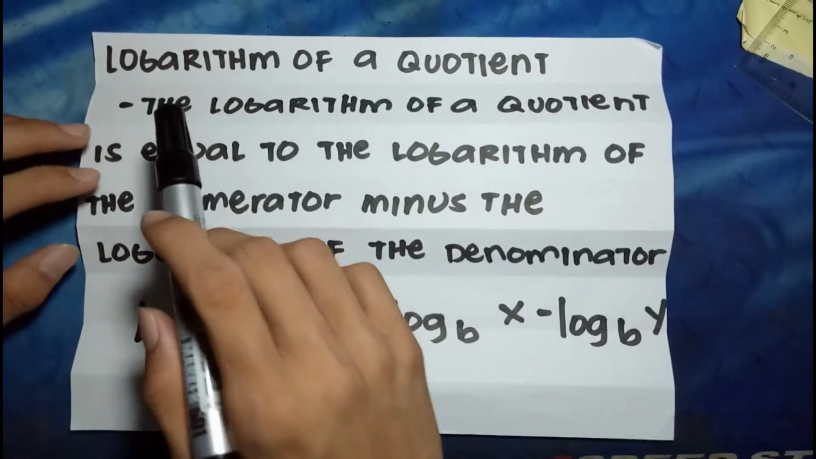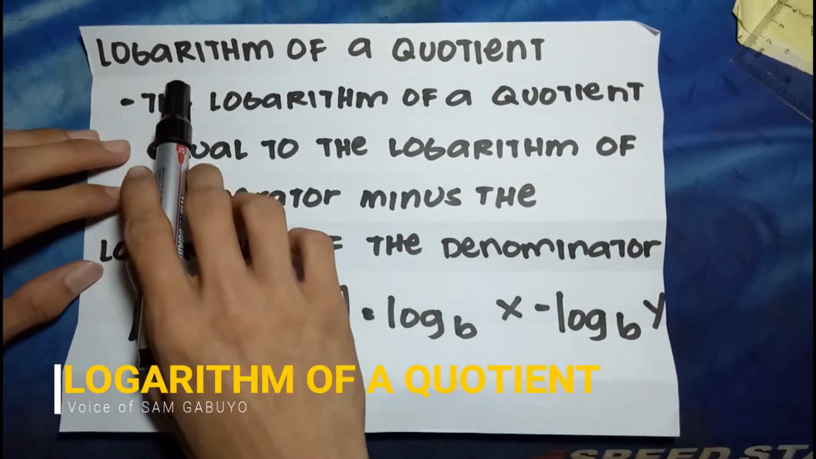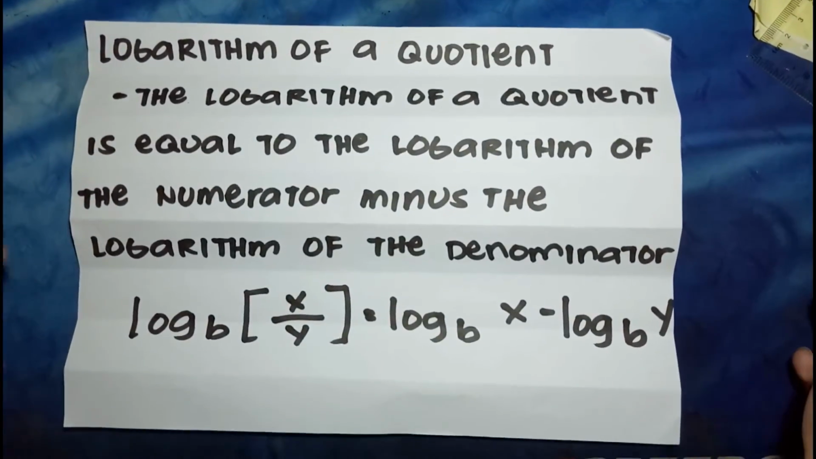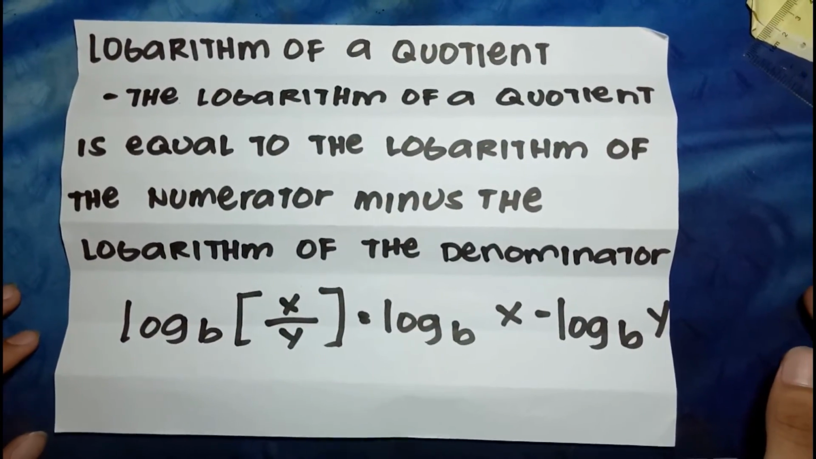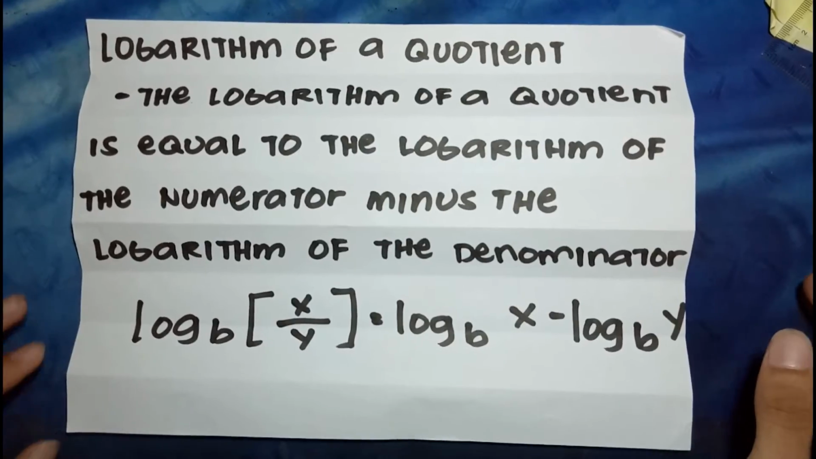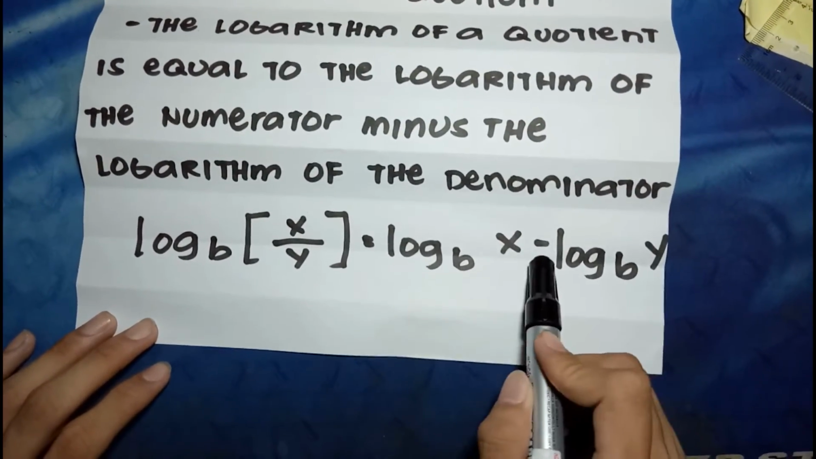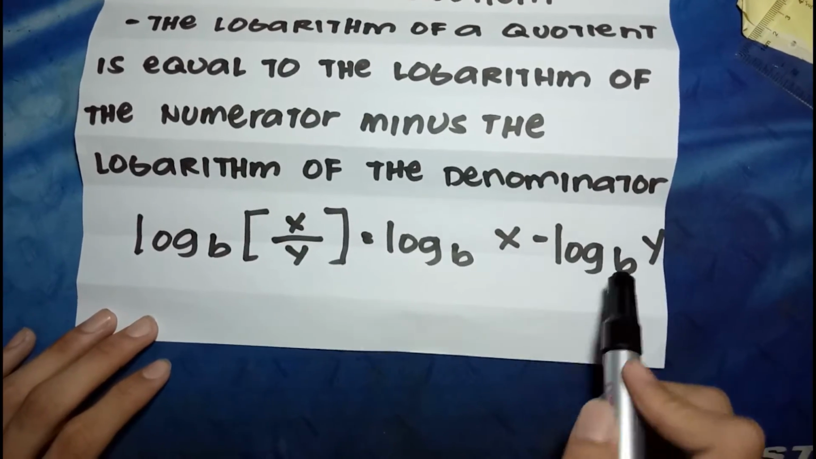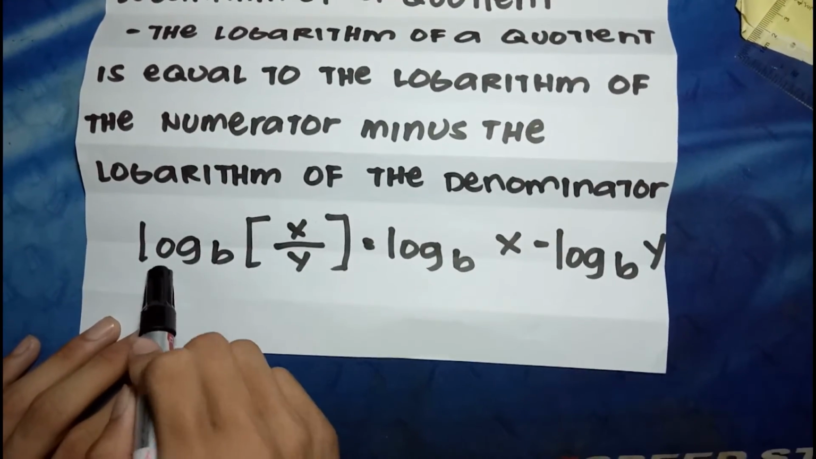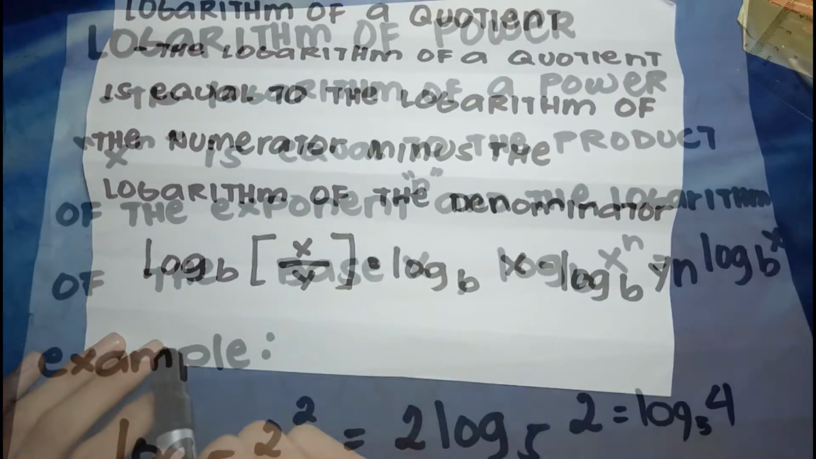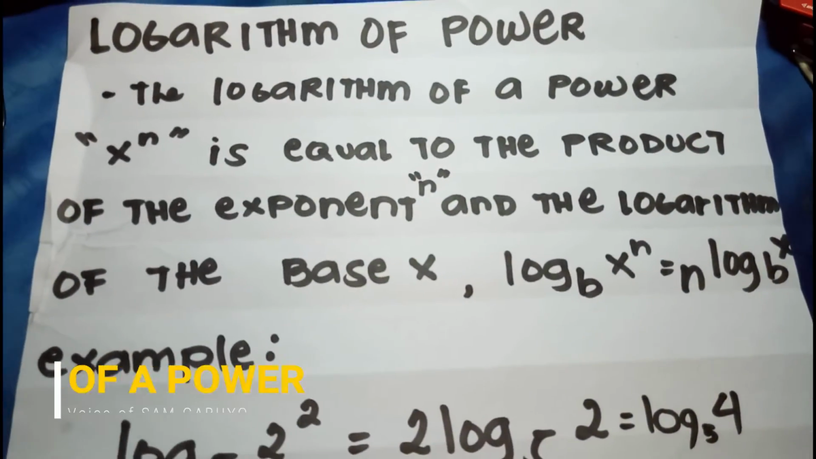We will now move to the third law of logarithm, or the logarithm of a quotient. The logarithm of a quotient is equal to the logarithm of the numerator minus the logarithm of the denominator. For example, logarithm of x base b minus logarithm of y base b is also equal to logarithm of x over y base b. For our last law is the logarithm of power.